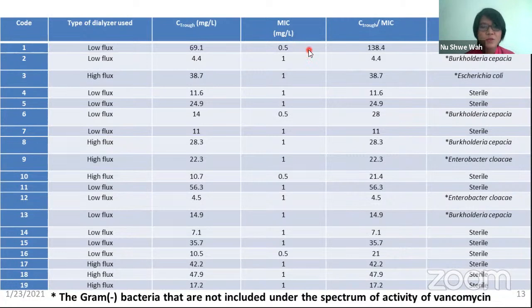Regarding MIC value, 4 patients had MIC value of 0.5 and the rest of the patients had that of 1, showing that these gram-positive bacteria are sensitive to vancomycin. Regarding C-trough by MIC value, dispersions in value can also be seen as in C-trough level. Concerning microbiological outcome, 12 patients were regarded as sterile after the completion of the 5th dose of vancomycin, whereas 7 patients were positive for gram-negative bacteria, which are not included under the spectrum of activity of vancomycin.